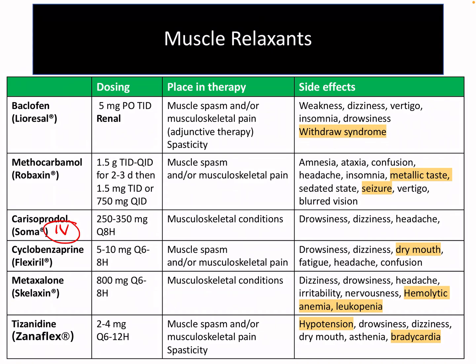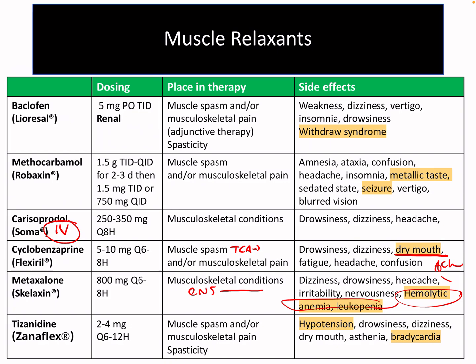As I mentioned before, cyclobenzaprine is very similar to tricyclic antidepressants in its structure and mechanism of action, and for that reason you do see more dry mouth associated with it and other anticholinergic side effects. Metaxalone, although usually well tolerated as far as it has much less CNS side effects compared to some of the other agents, it is associated with some really bad side effects of anemia and hemolytic anemia and leukemia. So for that reason, it's used much less frequently. Also, it's not been shown to be overly effective.